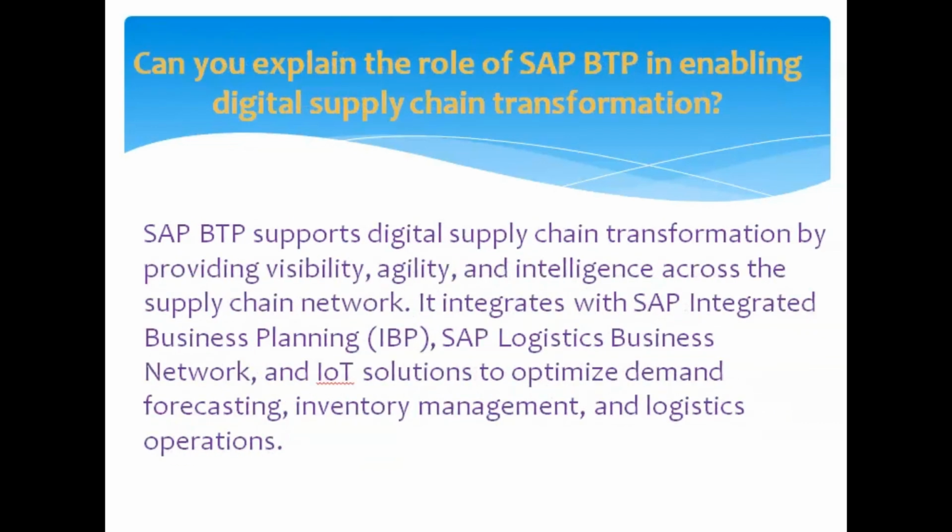Can you explain the role of SAP BTP in enabling digital supply chain transformation? Answer: SAP BTP supports digital supply chain transformation by providing visibility, agility, and intelligence across the supply chain network. It integrates with SAP Integrated Business Planning, SAP Logistics Business Network, and IoT solutions to optimize demand forecasting, inventory management, and logistics operations.